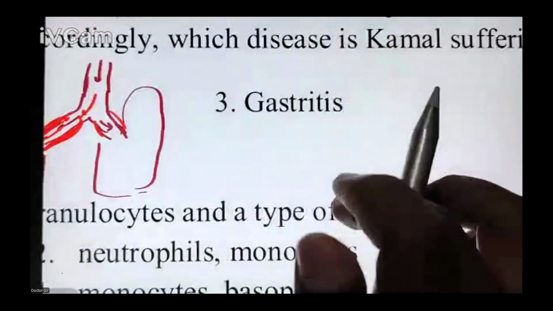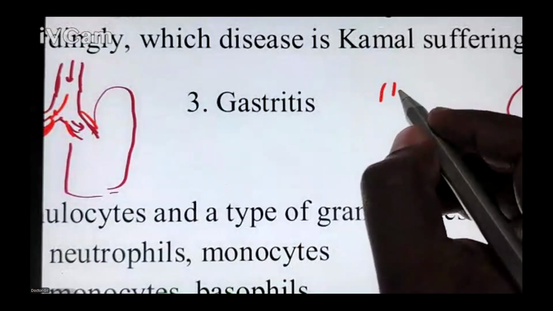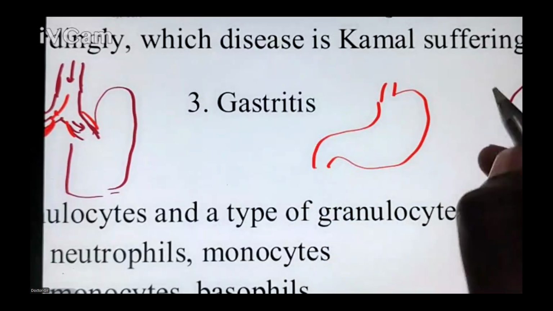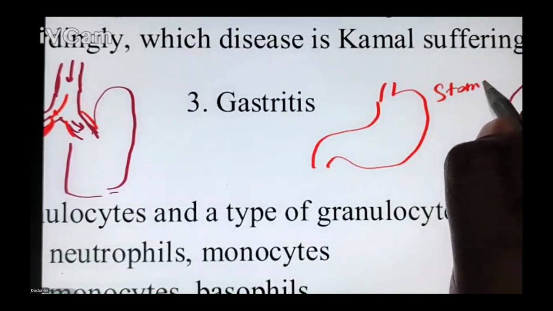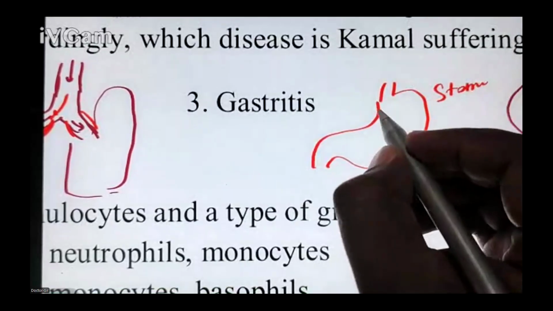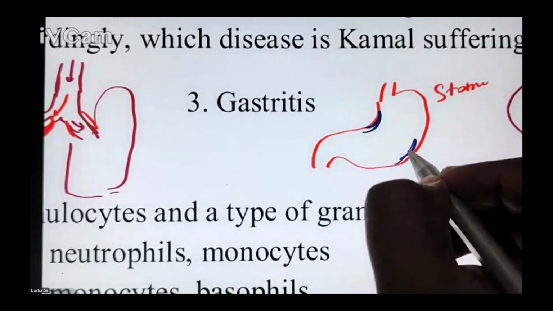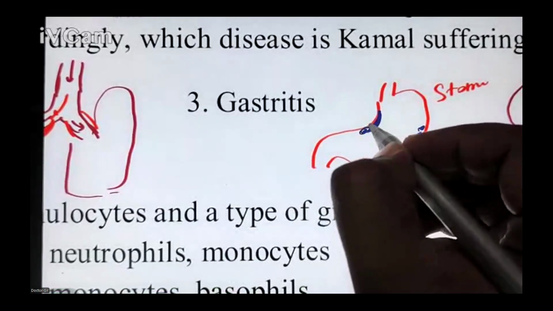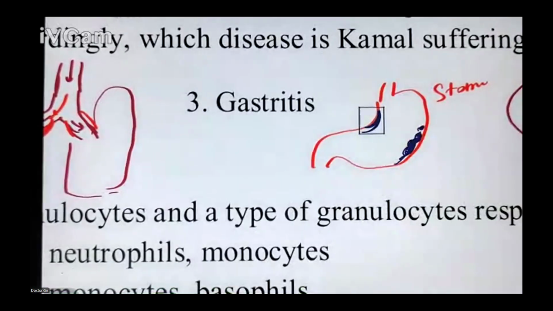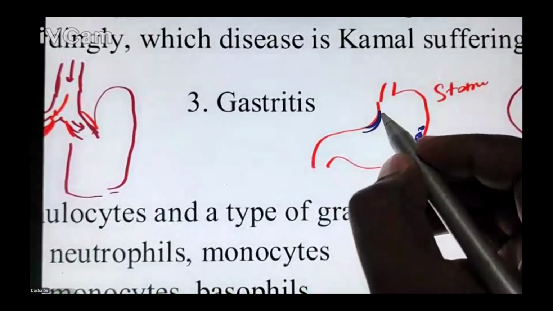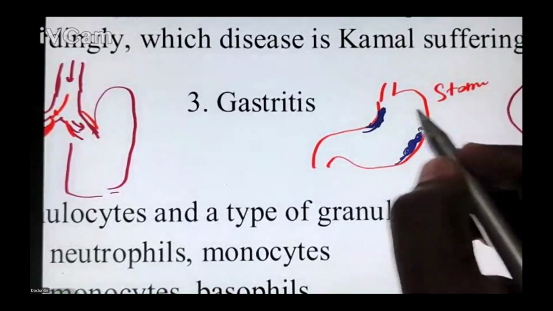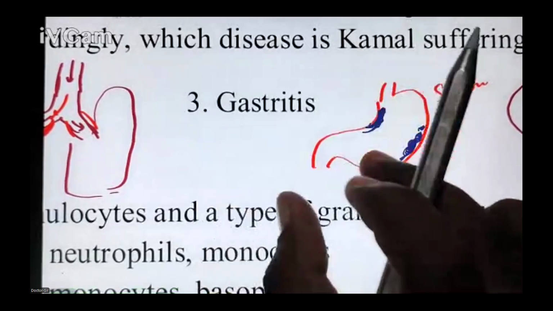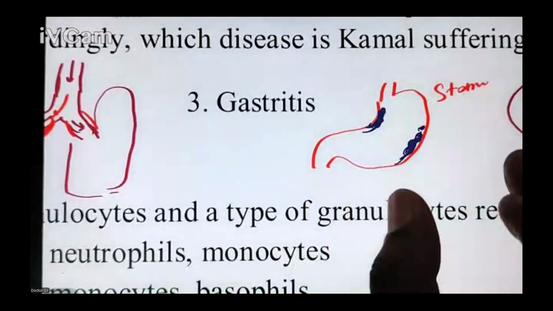Then gastritis is in our gastric system, in the stomach. What happens? The inner lining of the stomach becomes inflamed and produces very painful gastric pain. We feel something like a pain near the chest. So burning sensation and all those symptoms contribute to gastritis. That is gastritis.